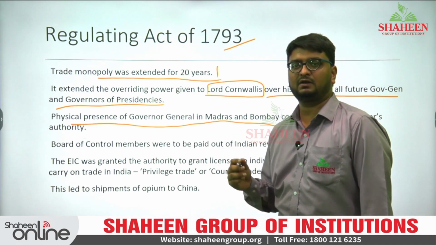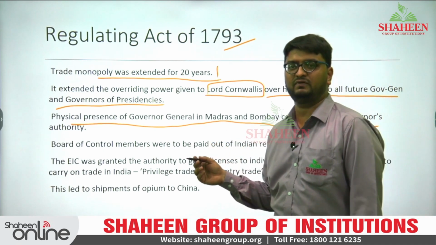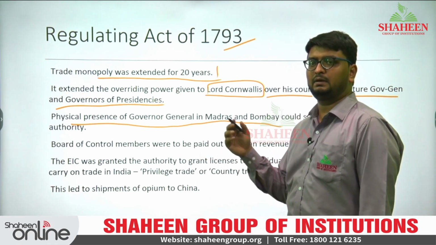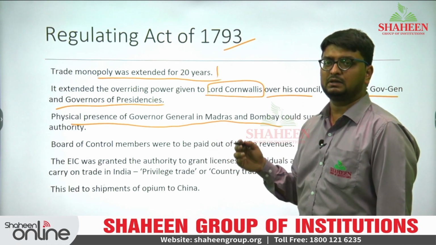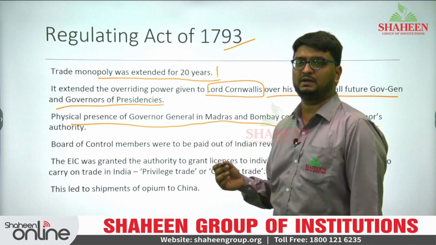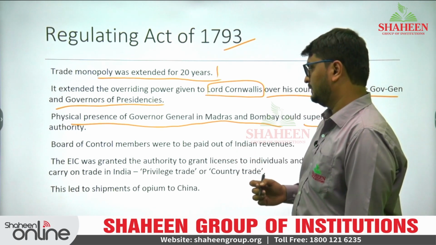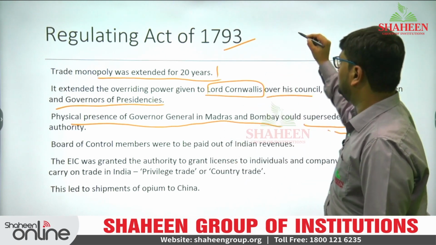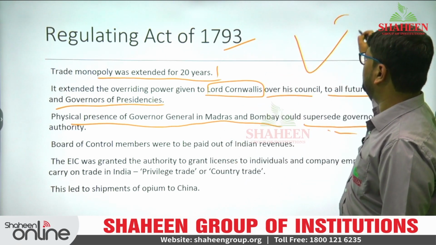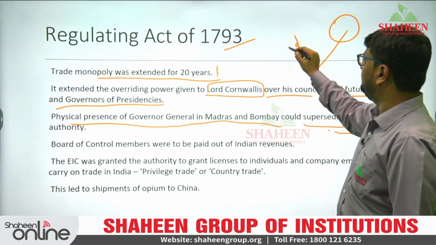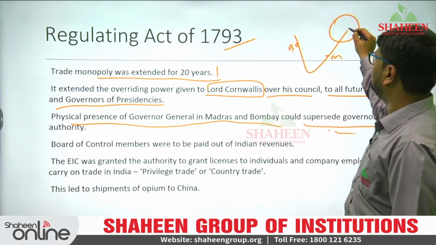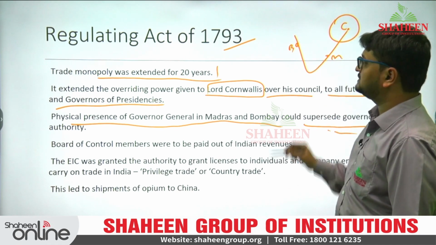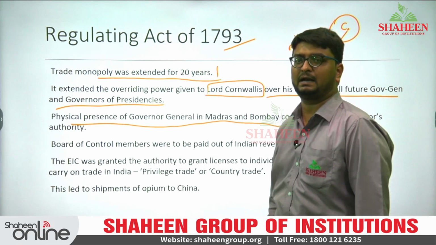If the Governor General of Bengal moves there and stays there for some weeks in Bombay, then the Governor General's powers will supersede the Governor of Bombay. This was a very important aspect. Now you can see that the coordination between Bombay, Madras and Calcutta was happening, and the subordination which was made in 1773 is becoming practical now.